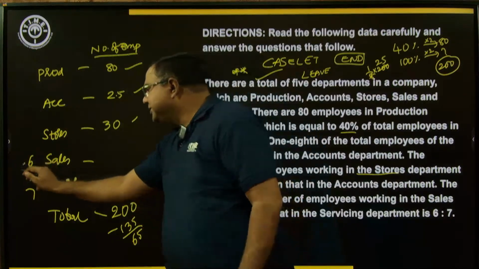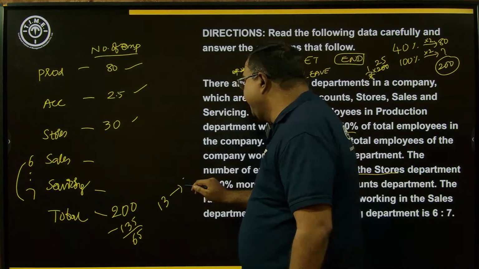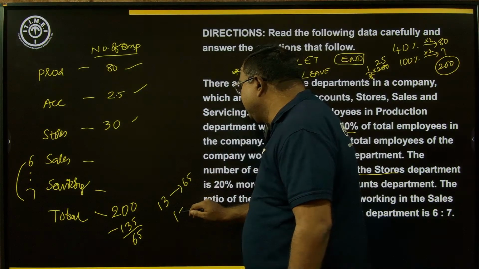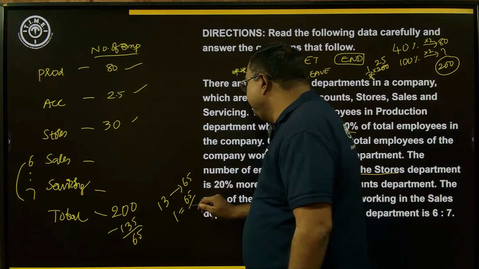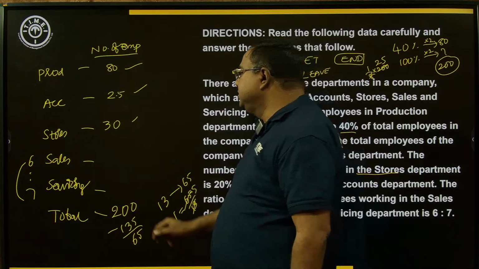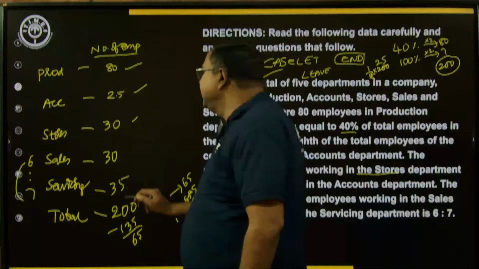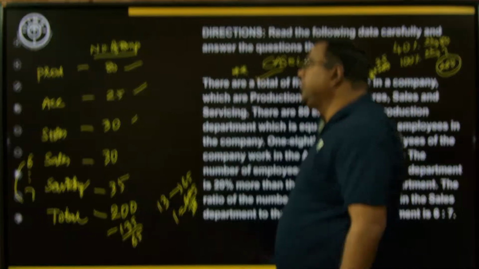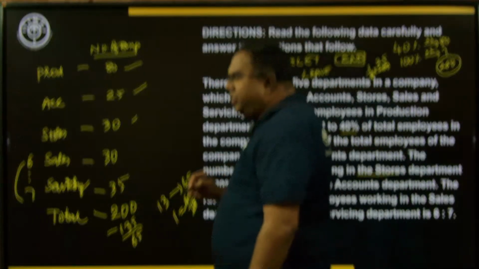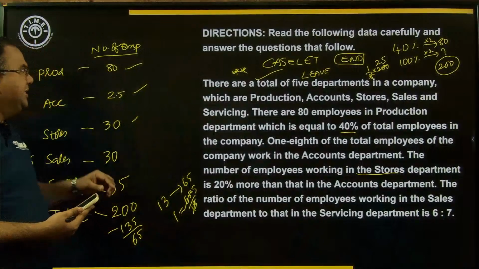So what is 6 plus 7? 13 parts is 65. One part is equal to 65 by 13. That has to be 5. So 6 into 5, 30, 7 into 5, 35. So 60, 95, 100, 120, total we got 200. Once you write down data like this, then your job will become very, very easy, right?